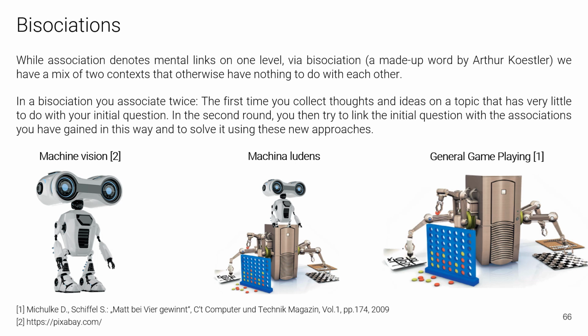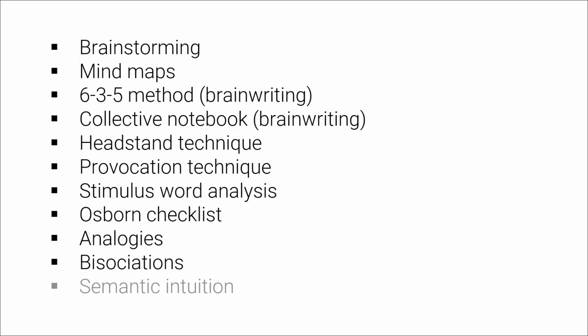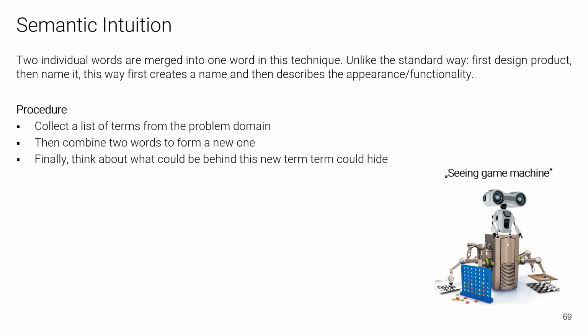If we combine both ideas, we can come up with a project idea in which a machine learns a game virtually by watching it via visually and acoustically described game rules and can then play it. We could call this machine Machina Ludens in reference to Homo Ludens. That's all to bisociations. Now let's look at another technique, semantic intuition, which is very related to the previous one. Here we tackle the result first and bring together two terms that at first have nothing to do with each other. Assuming we combine seeing and game machine, we have a seeing game machine, and thus the example from the bisociation, and can consider what this combination could mean for our problem.